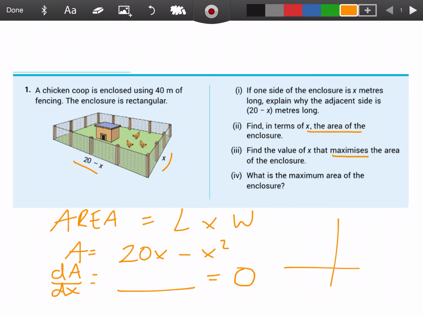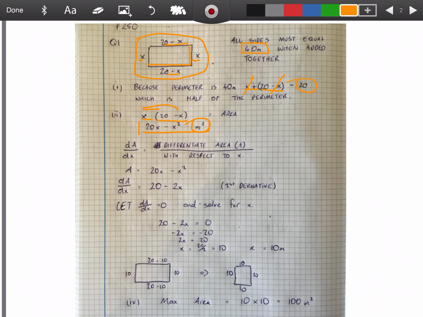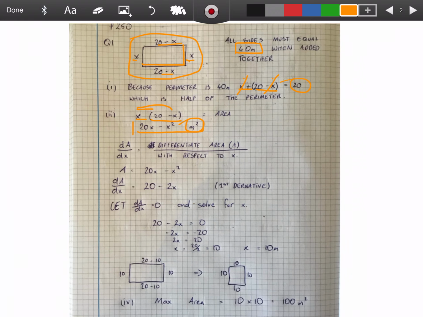Alright, so where our y is equal to 0, that will be our maximum x value. We'll find that out. So what we got to do, you can see I've written it here. I'm differentiating area with respect to x, dA over dx, I should say. So we got our area formula. I get my first derivative, nice and simple. So I get 20 minus 2x.